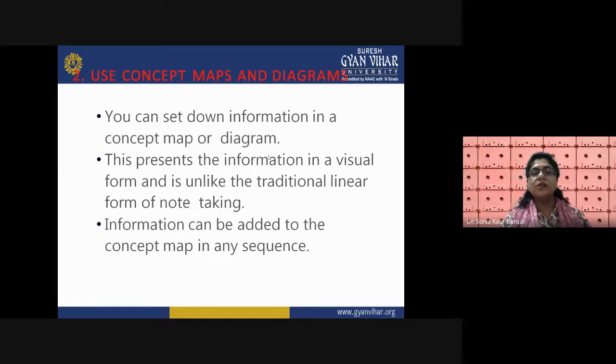Now the second thing which I'm going to discuss with you today in detail is to use concept maps and diagrams while taking notes. You can set down information in a concept map or diagram. What is a concept map? A concept map or diagram gives you important pieces of information in a sequential way. You can draw arrows, circles, and dialogue boxes, and then present your information in visual form. Unlike the traditional linear form of note taking, where you write down and then give some clues or answers to it, information can be added to the concept map in any sequence.